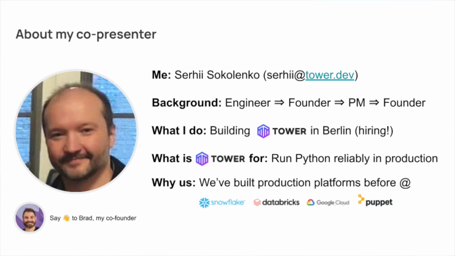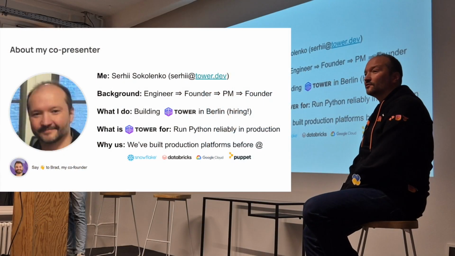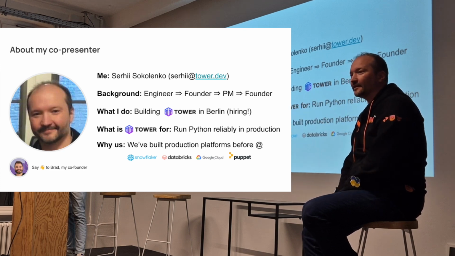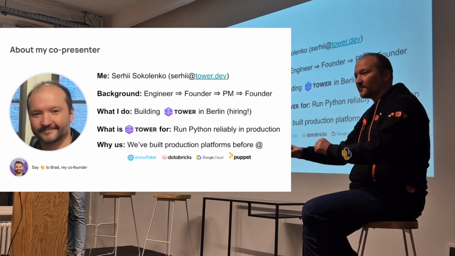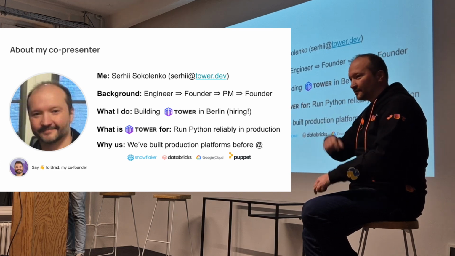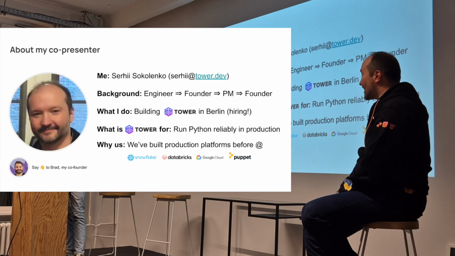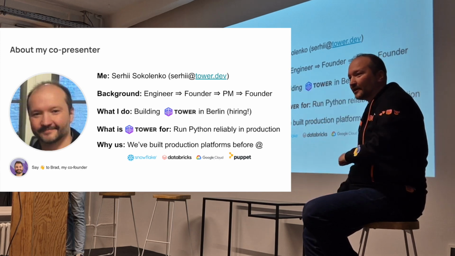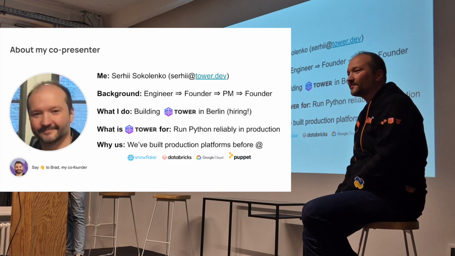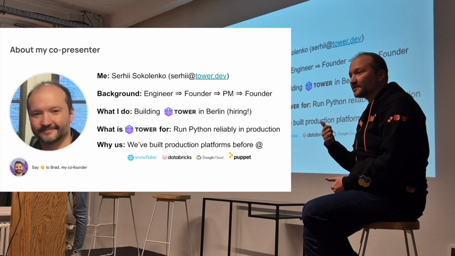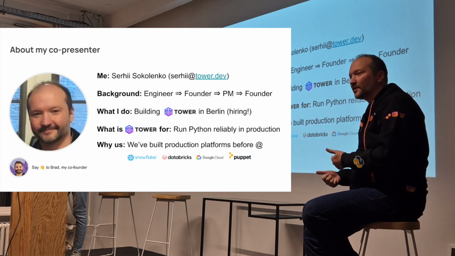The startup's name is Tower. And what is Tower? We run Python code securely in production. So once you develop your beautiful portable data lakes locally on your dev machine, we help you automate and push this into the cloud to run it recurrently. And why should you care about what we're building? Well, my co-founder, Brad Heller, sits in the audience. Say hi to him afterwards. We've built this stuff before at Databricks, at Snowflake, at Google BigQuery, and at Puppet.